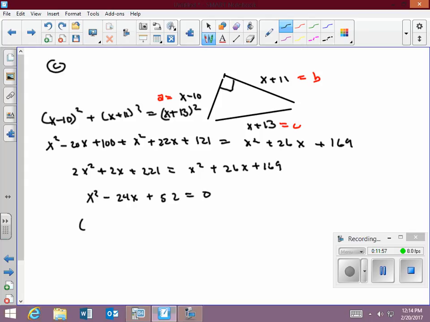Then we factor that by trial and error. It's x and x, and it's both negatives, right? Because same sign, which sign? Minus sign. Okay, what two numbers multiplied is 52 and sum to 24? What is that?